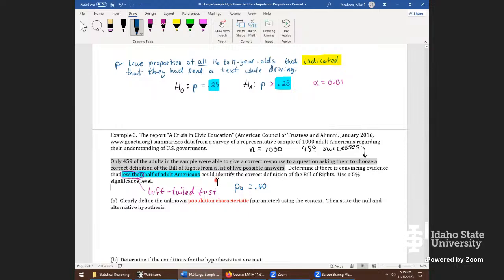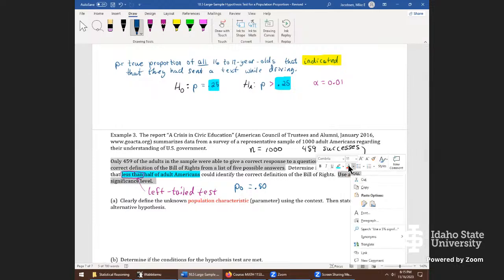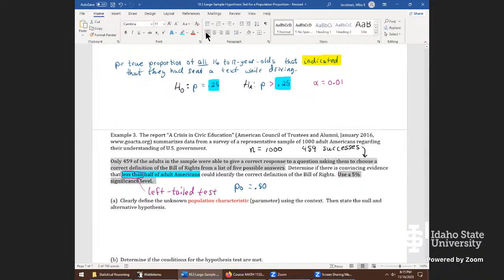So we want to know if less than half of, now we're talking about all Americans in the United States of America, could identify the correct definition of the Bill of Rights. We'll use a 5% significance level, so that's probably highlight worthy as well. Or if I could find the highlighter key.